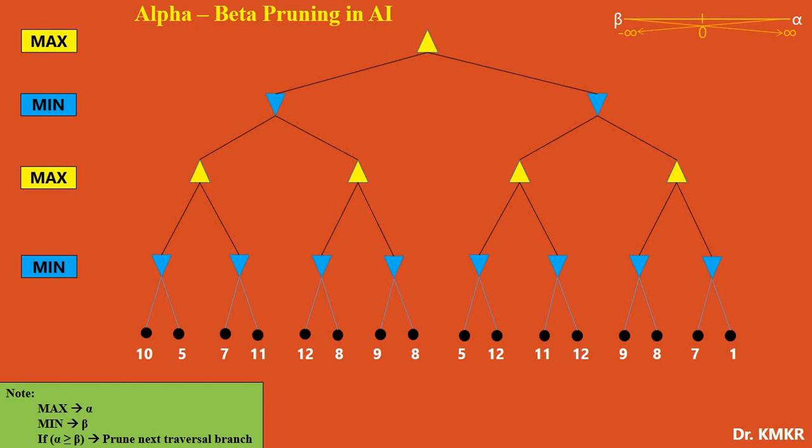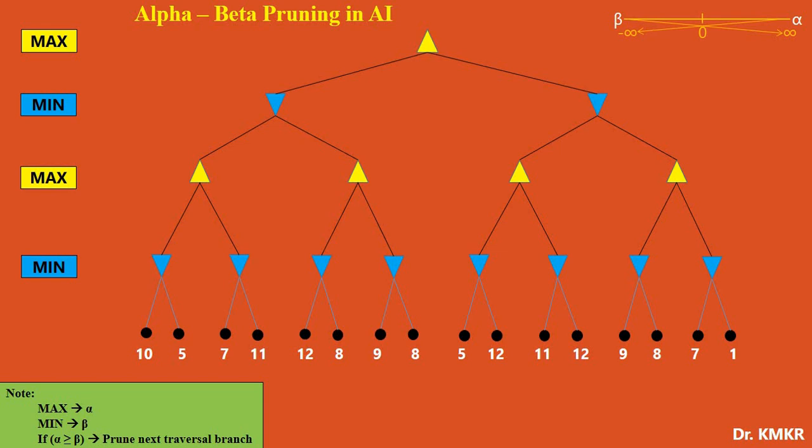Since we cannot eliminate the exponent, but we can cut it off, there is a technique by which, without checking each node of the game tree, we can compute the correct minimax decision. Hence, this technique is called pruning, and it involves two threshold parameters, alpha and beta, which can be utilized for further expansions, and thus it is referred to as the alpha beta pruning algorithm.